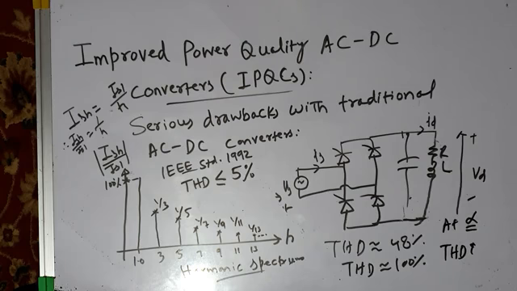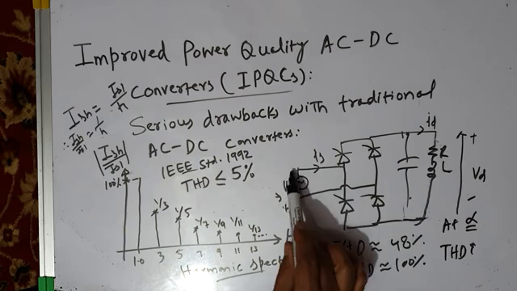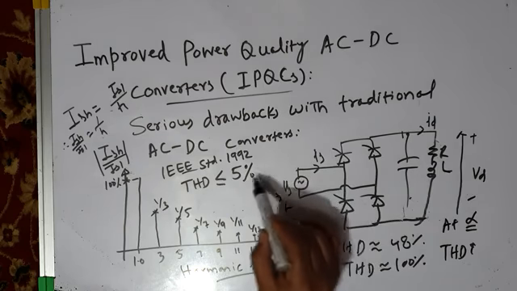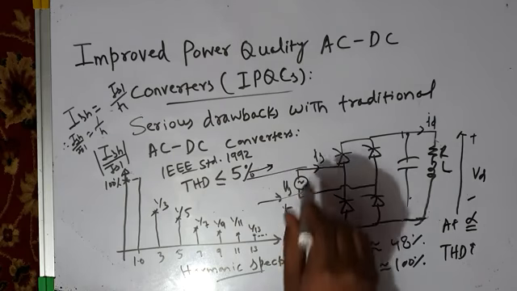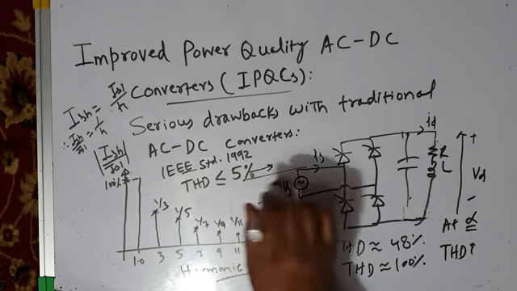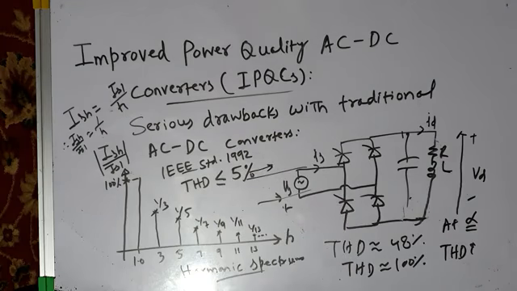Okay. So this is one of the serious drawbacks of traditional AC to DC converters, whether they are rectifiers or phase controlled converters. That is, they inject a high level of harmonics into the AC current. And where does this AC current basically come from? It comes from the grid, from the distribution system. And when this distorted current flows through the feeder impedance, it causes distorted voltage drops across the feeder impedance.